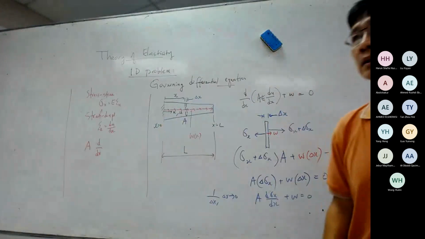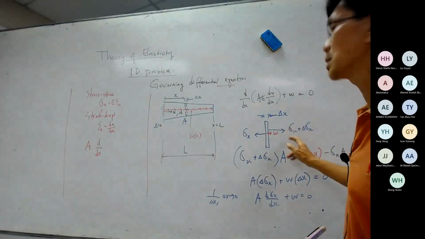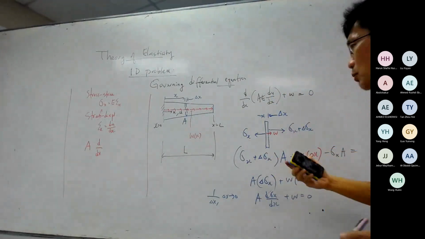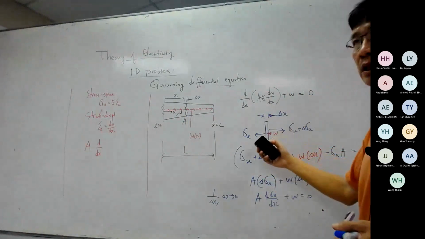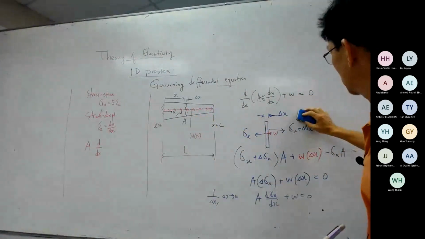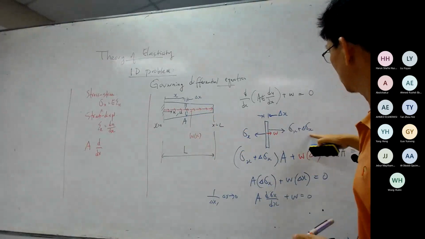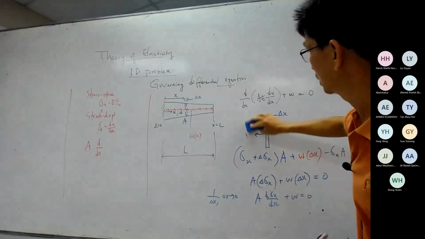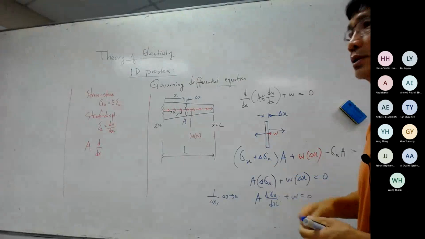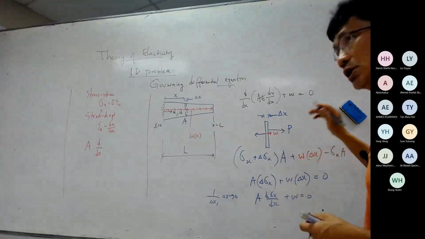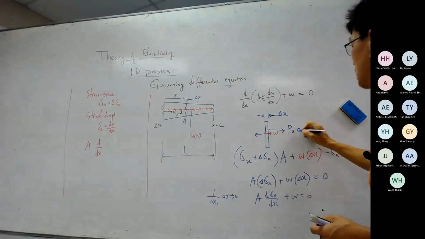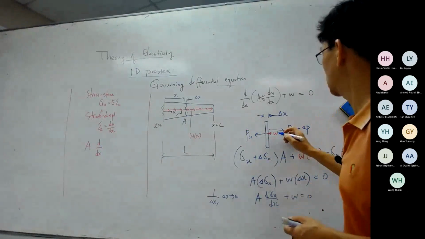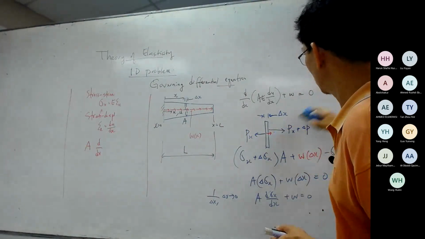Now, let me go back a little bit to this diagram here. Now, here we are trying to look at the forces acting on this small element. So here, I think instead of using sigma x plus delta sigma x, this is stresses. I have to change it into the axial force. Axial force, this is force, plus increment in axial force, and this is axial force. And this one, I change it to axial force.